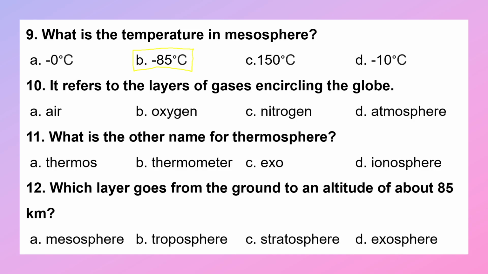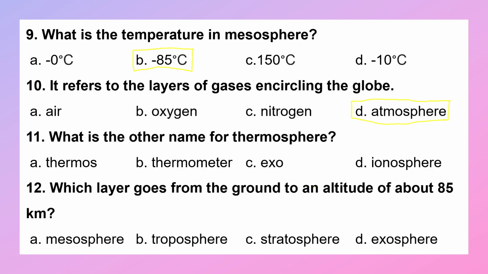Number 10. It refers to the layers of gases encircling the globe. A. Air. B. Oxygen. C. Nitrogen. Or D. Atmosphere. Correct. The answer is letter D. It's the atmosphere. Okay? That's the definition of the atmosphere. It's the layers of gases encircling the globe.